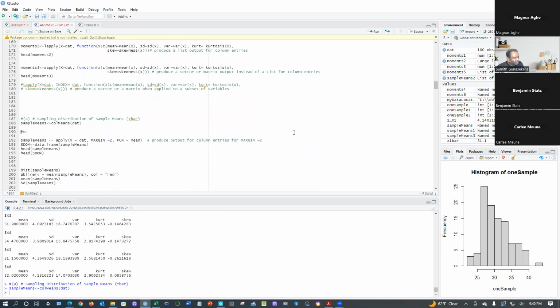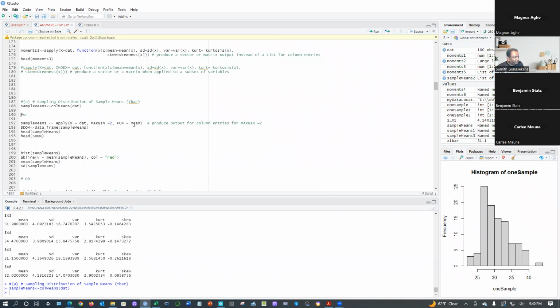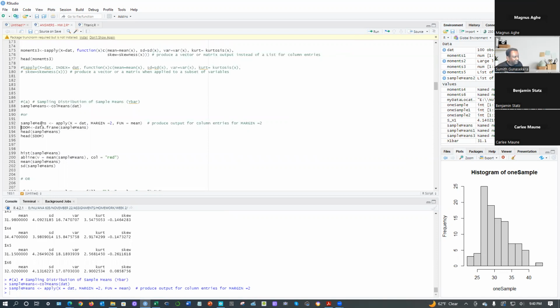Sample means, go and get it with apply. Okay, function, same thing that I discussed earlier. As a data frame, you can call it the sampling distribution of the mean. You don't have to say simulated or not because we didn't simulate. It's already simulated. So therefore, you don't.